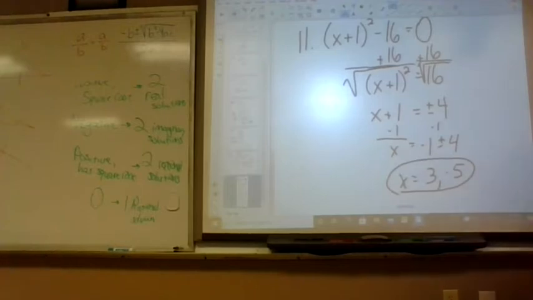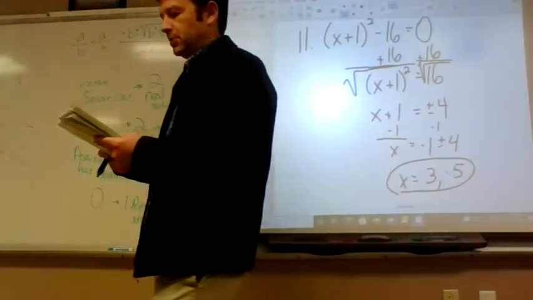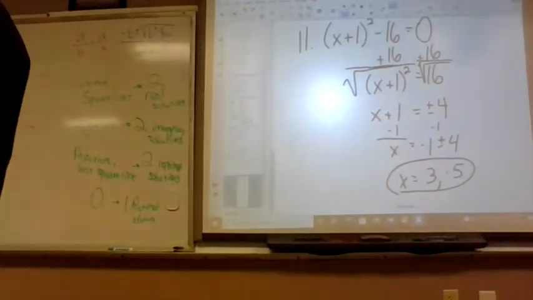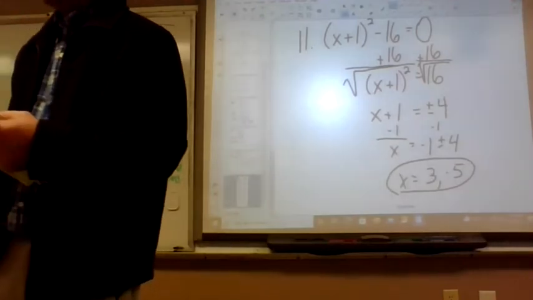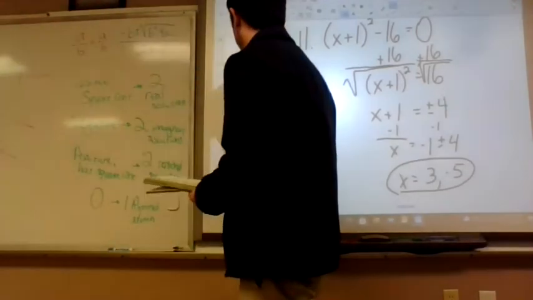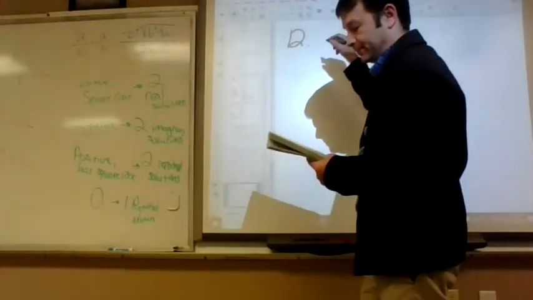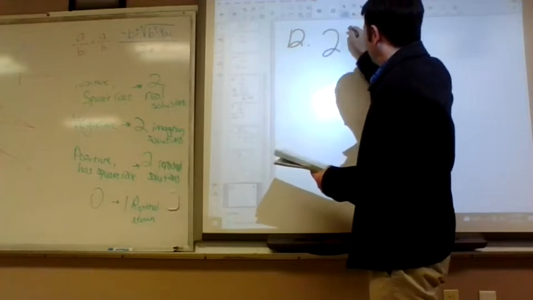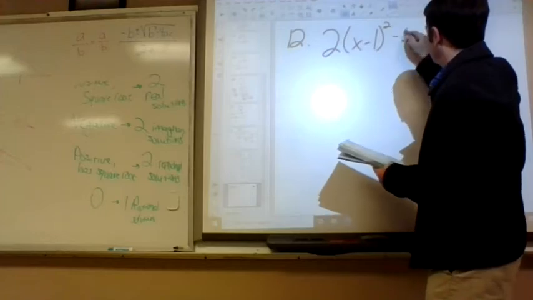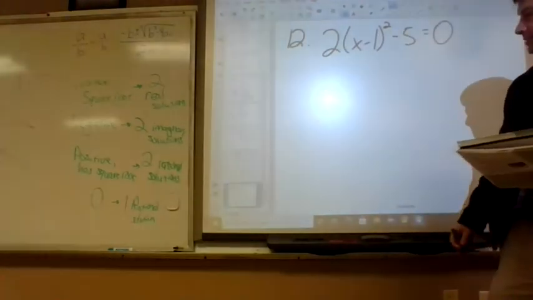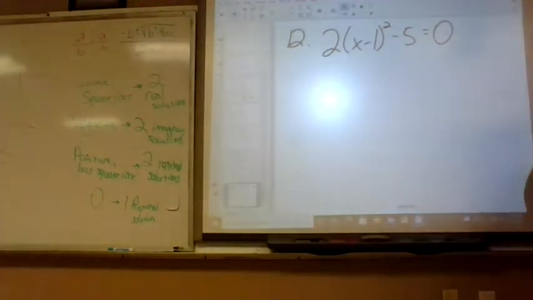Twelve is the same thing. So, 12 is harder. Alright, I'm gonna have mercy. We probably should do another one of those anyway. 12, it might have been easier to just FOIL out the x minus 1, but we're gonna do it the other way.